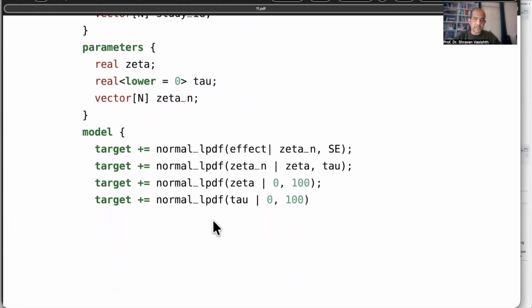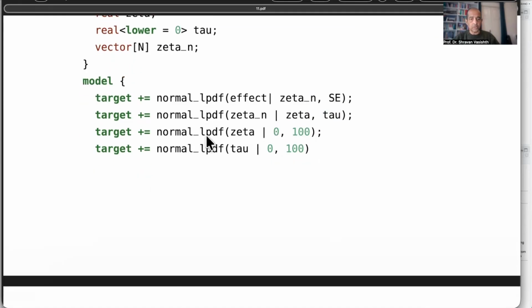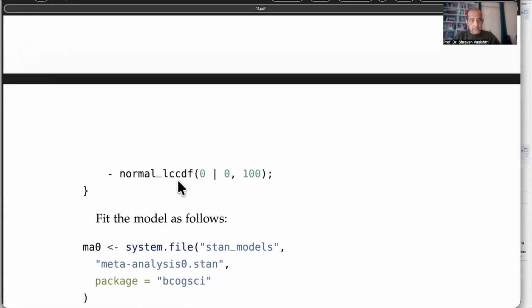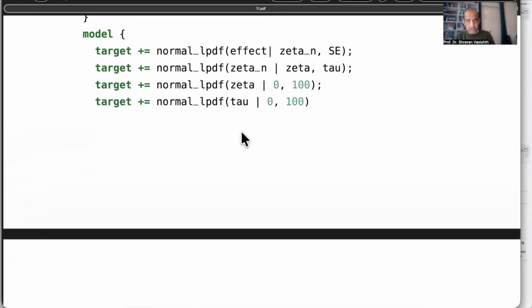And then the model specification is easy. You specify that the effect size, this is literally writing out the mathematical model now, right? The effect size is coming from a normal distribution with zeta sub n as the mean and standard error as the standard deviation, and the zeta sub n's are coming from a normal distribution with mean zeta and between study variability tau, and then you define your zeta and tau priors, and then you're done, right? And remember this log complement of the CDF, right? To constrain the prior for tau to be positive.